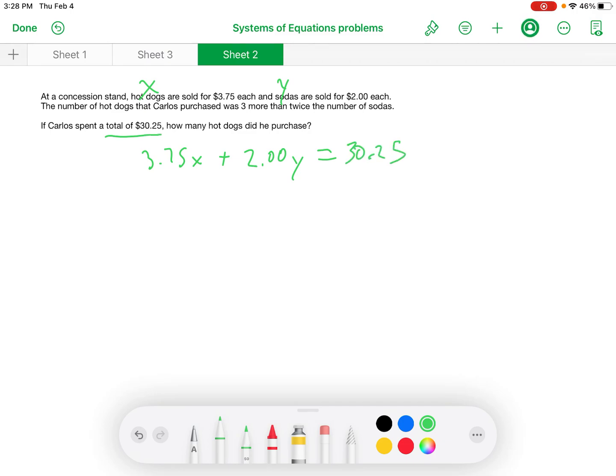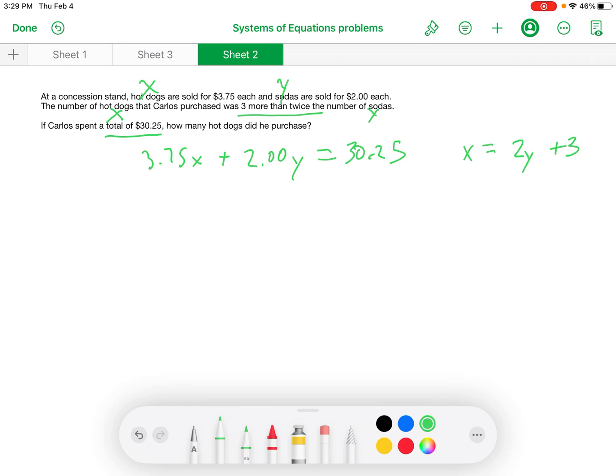So there's one equation, but in order to solve a system with two variables, I need two equations. The number of hot dogs that Carlos purchased was 3 more than the number of sodas. So the number of hot dogs, that was x, is 3 more. So I know it's going to be plus 3. 3 more than what? Then twice the number of sodas. So 3 more than 2y.